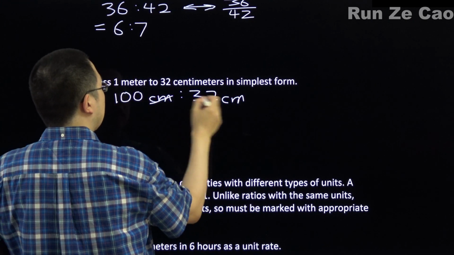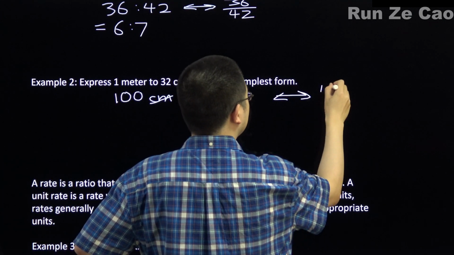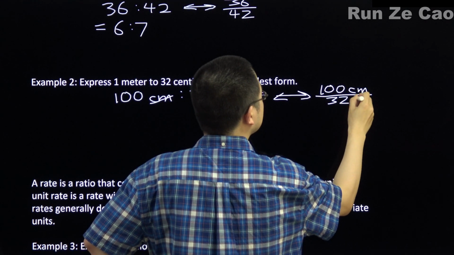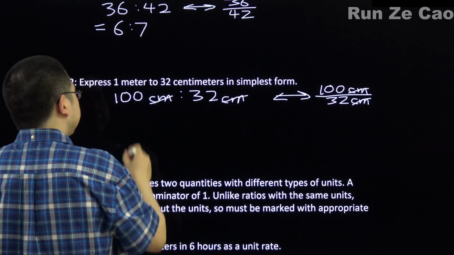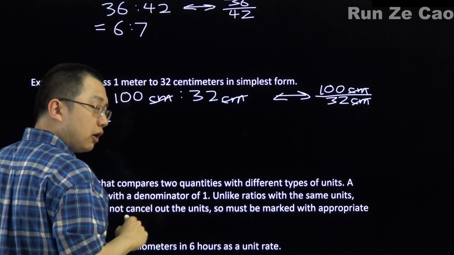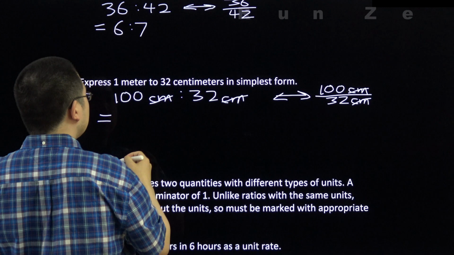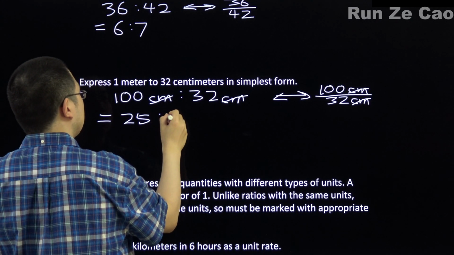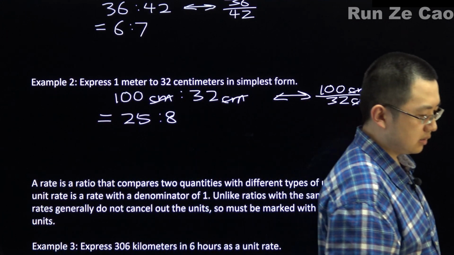Now the centimeters cancel out because this would be 100 centimeters divided by 32 centimeters. So yes, the centimeters cancel out. We see that both of these are multiples of 4, but 100 is not a multiple of 8, so we can only divide both by 4. So 25 to 8, or 25 over 8.